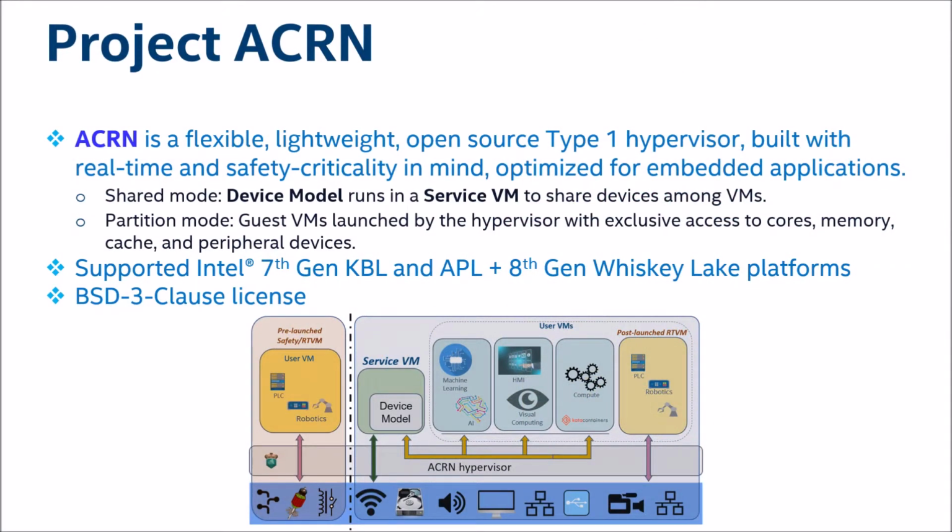ACRN is an open-source project which defines a Type 1 reference hypervisor and an architecture to run multiple software subsystems securely on an IoT embedded device. It partitions the system into different functional domains, with virtual machines running separate user workloads.